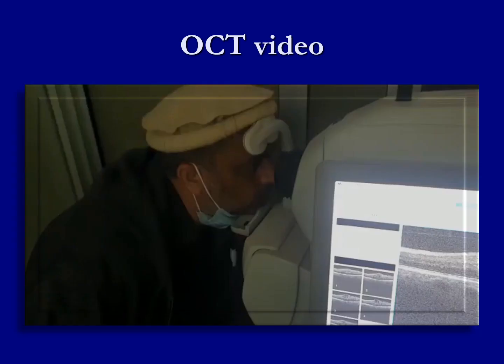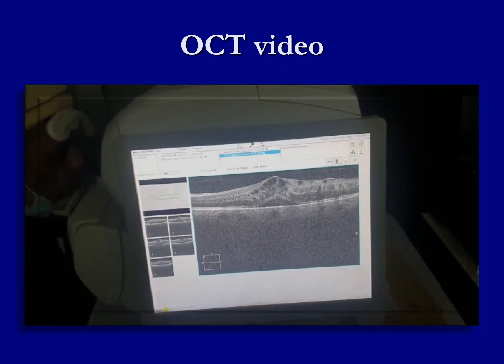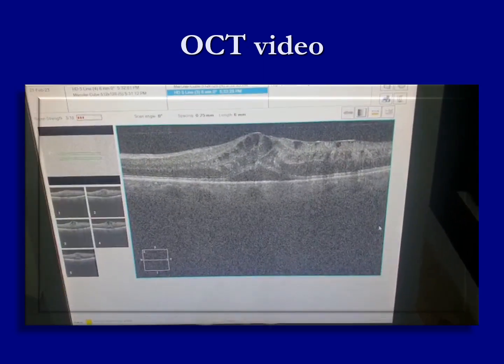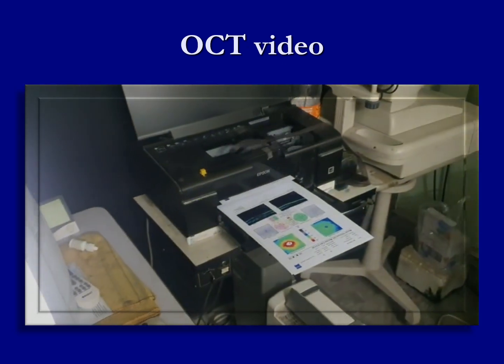Let's first watch how the OCT is done. Look at that. This is the OCT. And here we can see the OCT picture, and here is the printout.